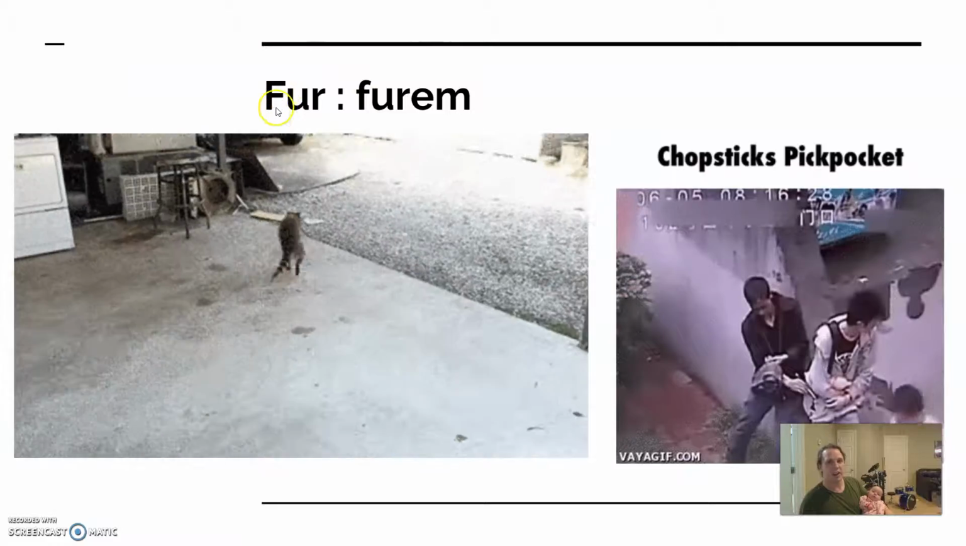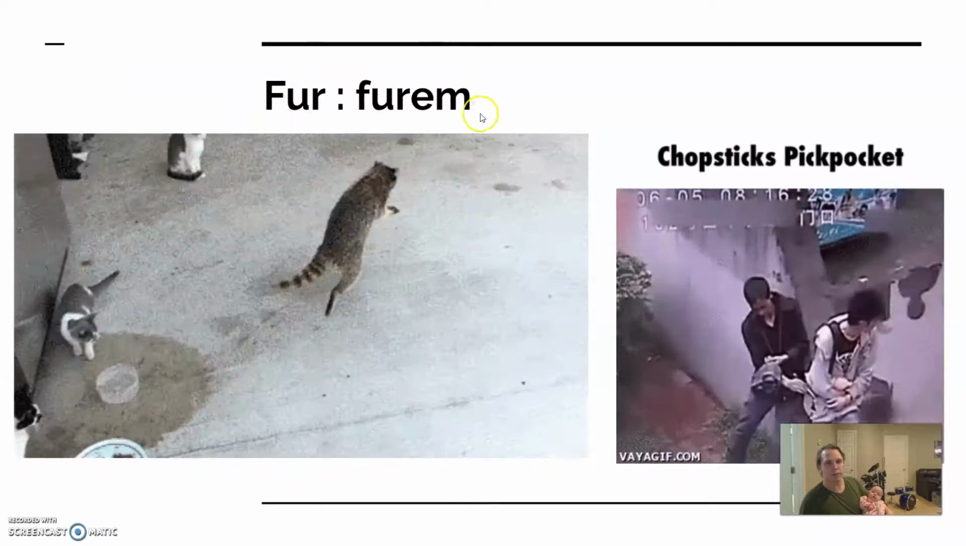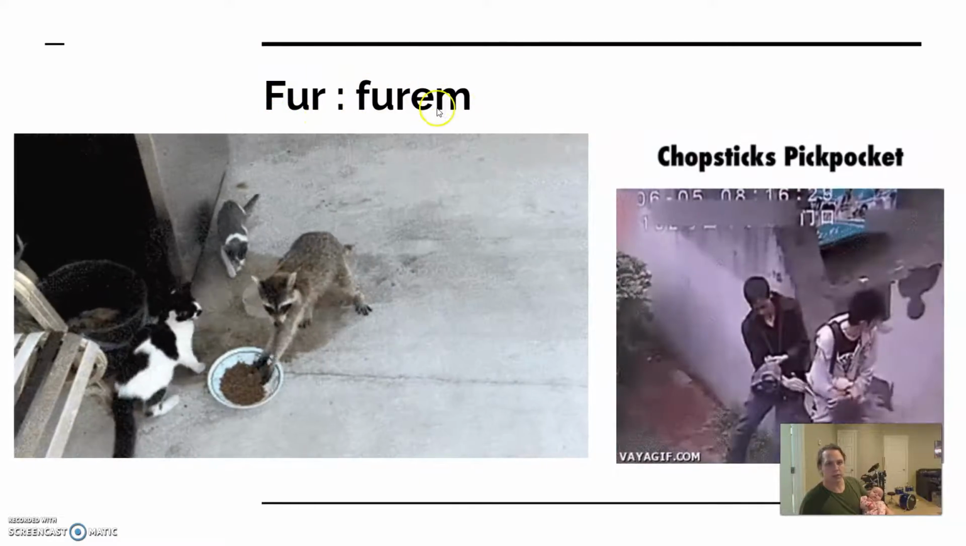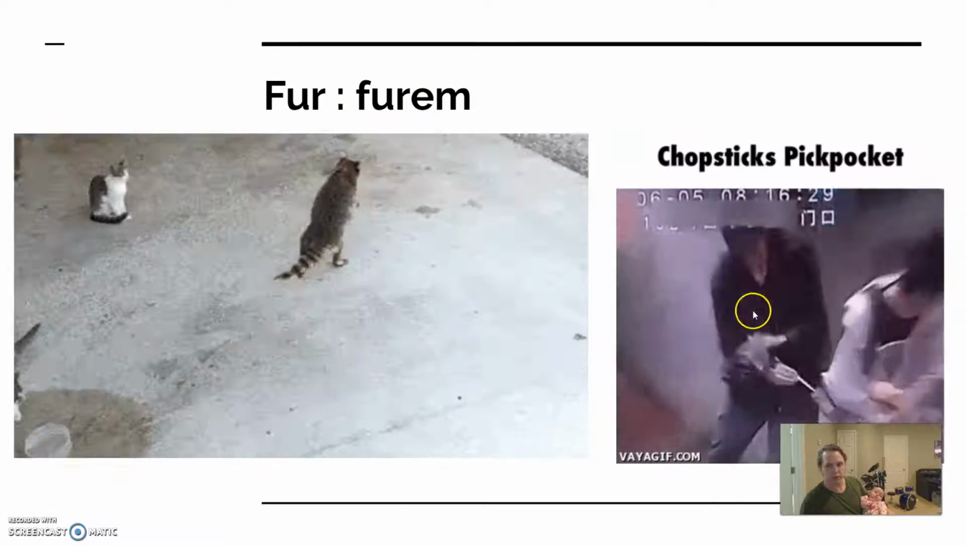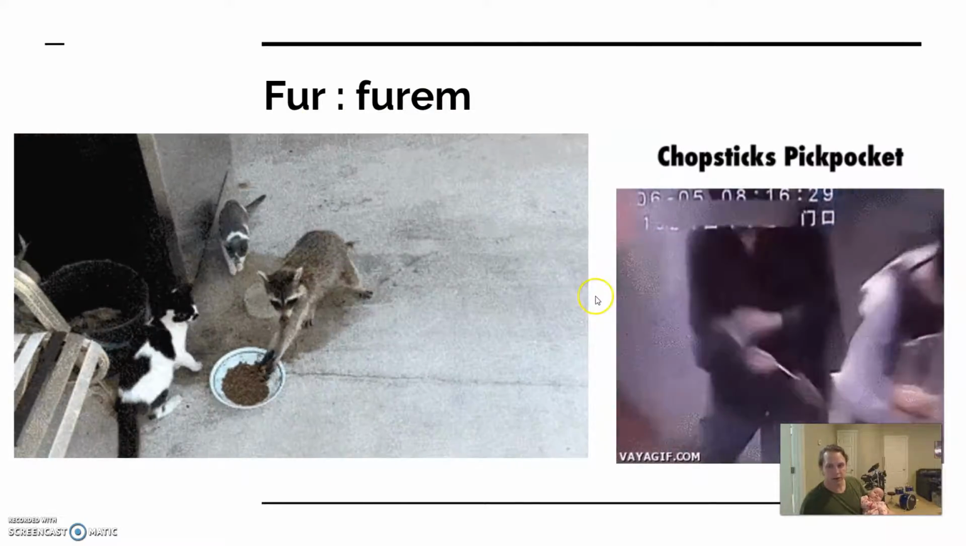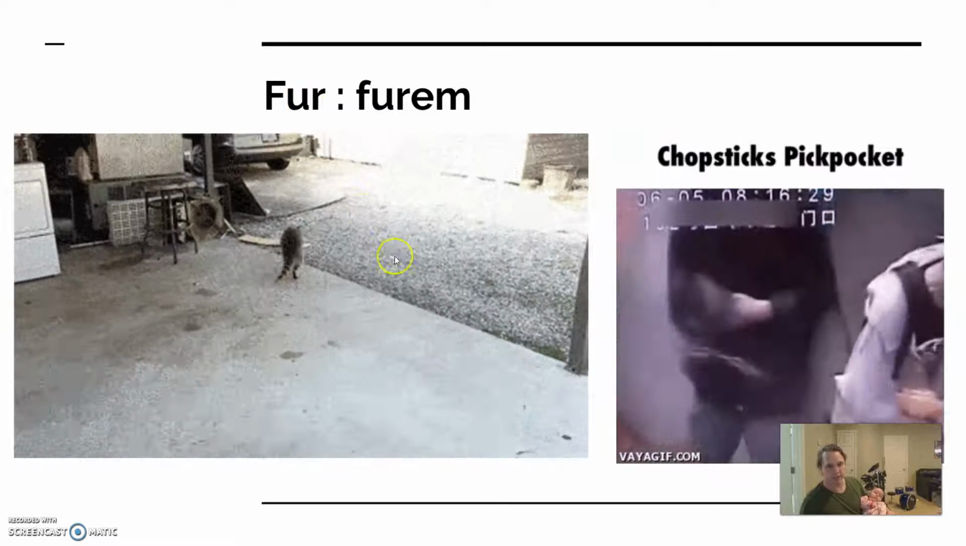All right. Here's another word. Furem. It's a third declension noun, so I have the accusative over here. This raccoon is a fur. This ninja right here is a fur. A fur is a thief.